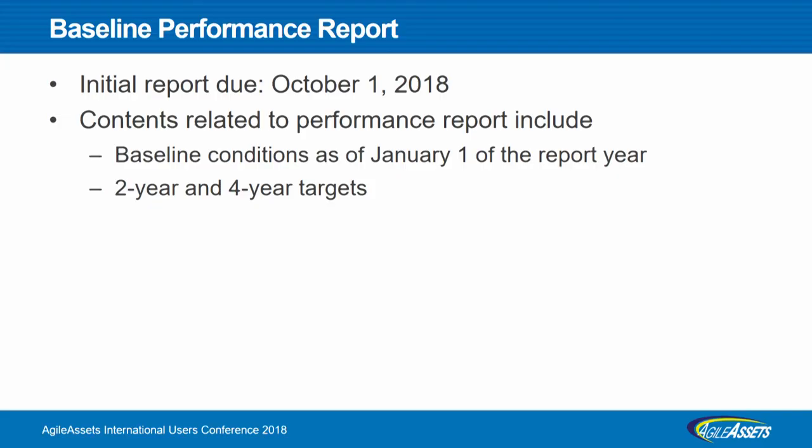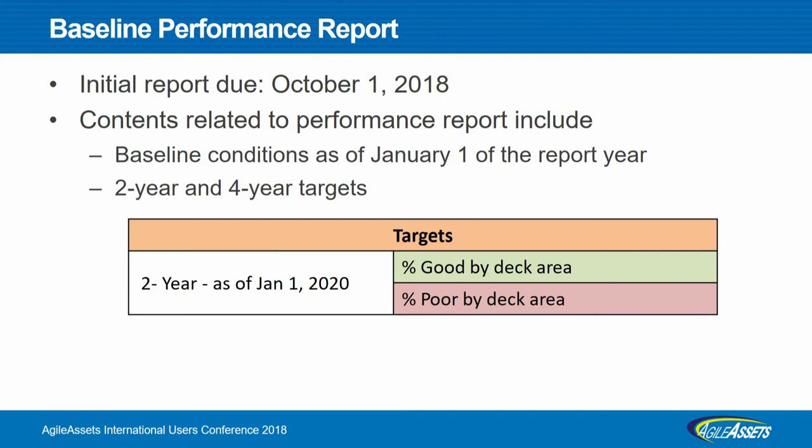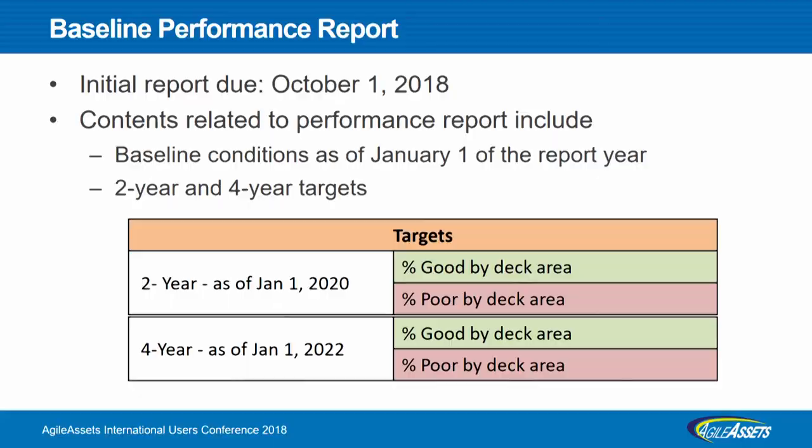For example, the first report is due this October, and you need to report the baseline as of January 1st, 2018, and the 2-year and 4-year targets. For bridge, the 2-year target is the condition to be achieved as of January 1st, 2020, in terms of percentage of bridges in good condition and percentage of bridges in poor condition. The 4-year target is similar, but to be achieved as of January 1st, 2022.